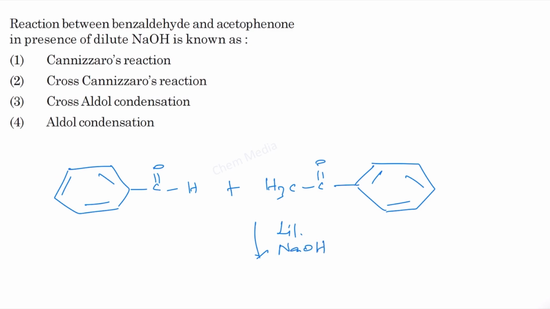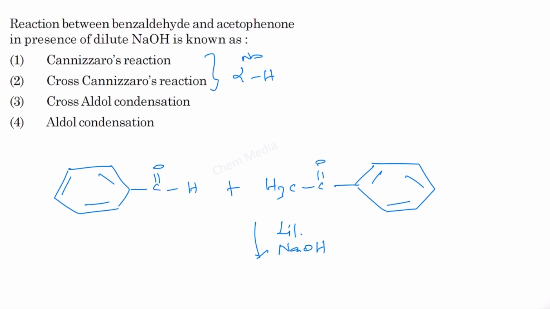This is definitely not a Cannizzaro reaction or crossed Cannizzaro reaction, because Cannizzaro reaction happens when there are no alpha hydrogen atoms. For example, if two benzaldehyde molecules are reacting, then you can call that a Cannizzaro reaction in presence of dilute NaOH. In a crossed Cannizzaro reaction, if the aldehydes are different, for example, benzaldehyde reacting with formaldehyde, both of them not having alpha hydrogen atoms, then you can call it a crossed Cannizzaro reaction.